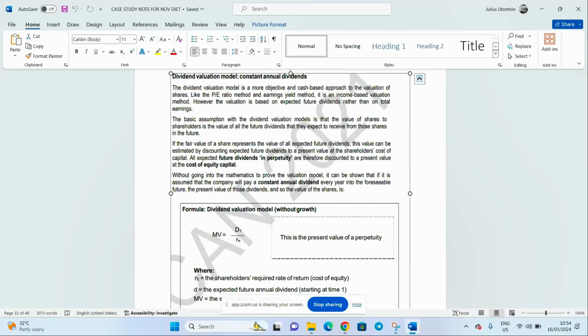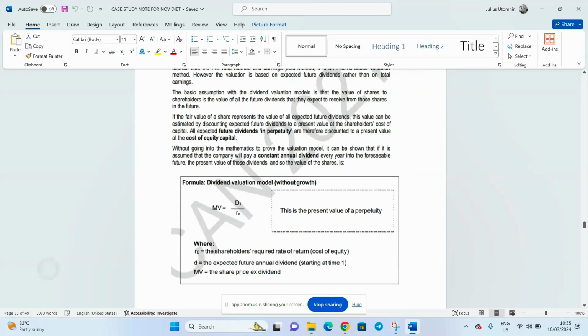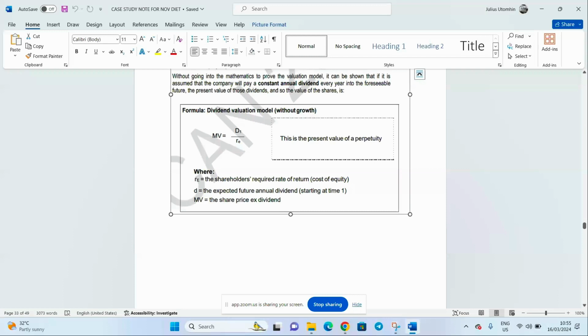All expected future dividends in perpetuity are therefore discounted to a present value at the cost of equity capital. Without going into the mathematics to prove the valuation method, it can be shown that if it is assumed that the company will pay a constant annual dividend every year into the foreseeable future, the present value of those dividends, and so the value of the share, is: market value is equal to dividend divided by cost of capital. So all they are saying is, what's the value of the company using the dividend valuation method without growth? Market value is equal to dividend divided by cost of capital.